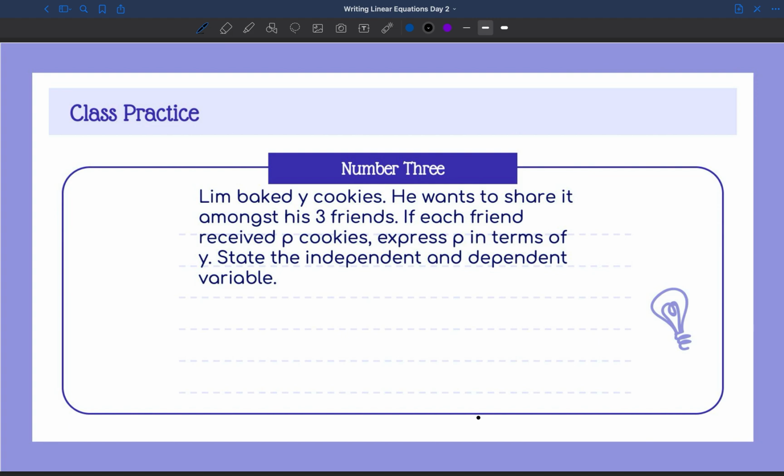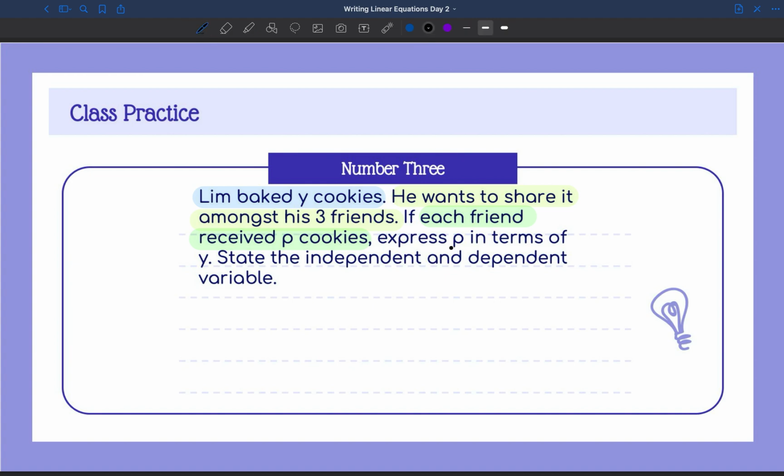All right, looking at number 3, we have Lim baked Y cookies. He wanted to share it amongst his 3 friends. If each friend received P cookies, express P in terms of Y. State the independent variable and the dependent variable. So we're first going to highlight all of our key details. The first one is Lim baked Y cookies. Our next one is he wanted to share it amongst 3 friends. And the last one is each friend received P cookies.